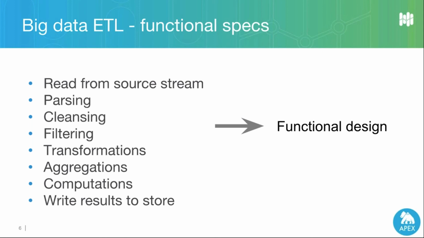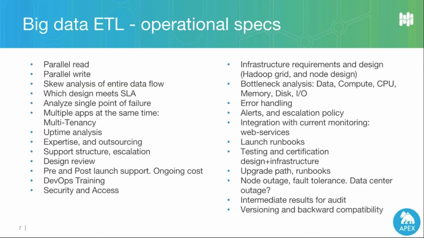So there are different ways in which each ETL pipeline is designed based on the requirements of a particular use case. But these are, you can say, common functional specifications for a typical big data ETL, right? So these are the components of functional design, and most of you will agree that more or less when we mean ETL, we typically do these things, right? Now let's come to the operational part of the same ETL pipeline.